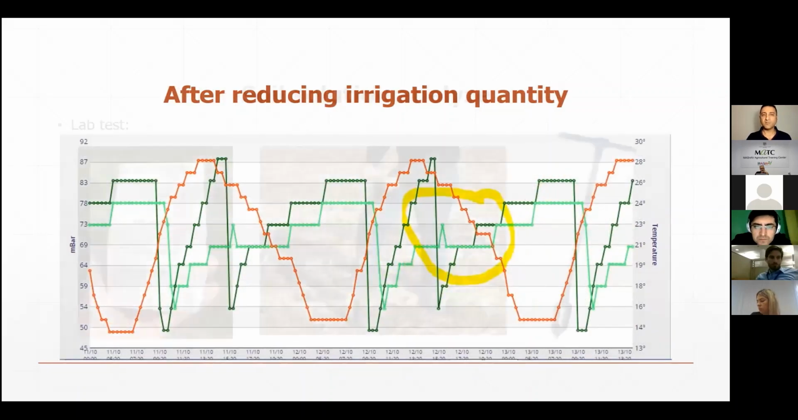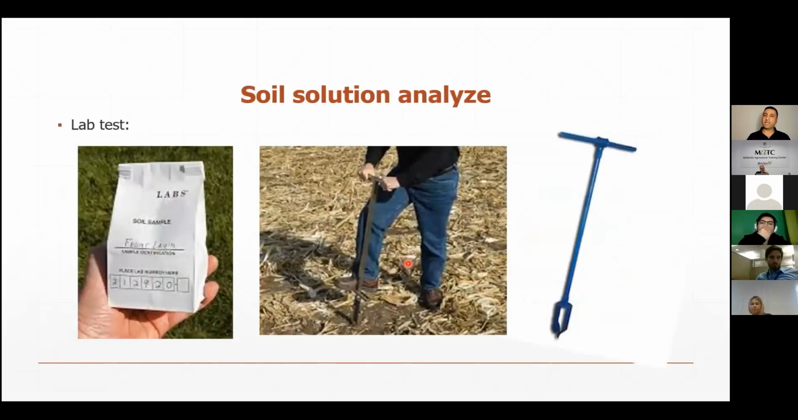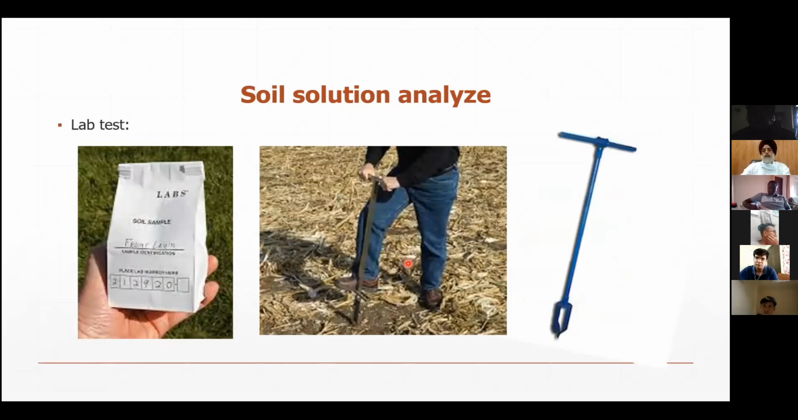Okay, so another thing that we can help the grower to monitor from far away is with a lab test, soil analysis. We can tell the grower to have results from the laboratory, and then we can analyze it and tell the grower the information for how much.